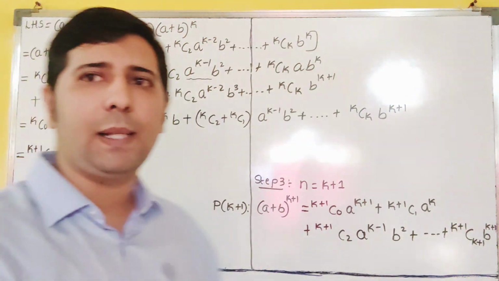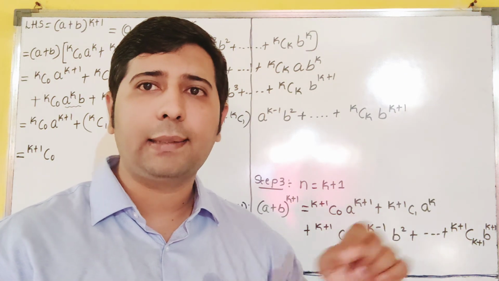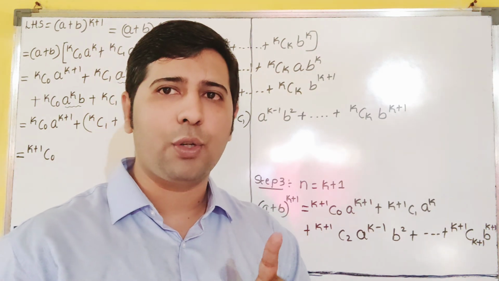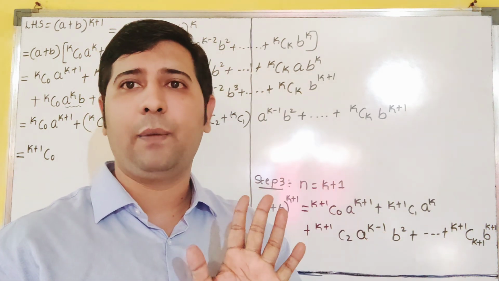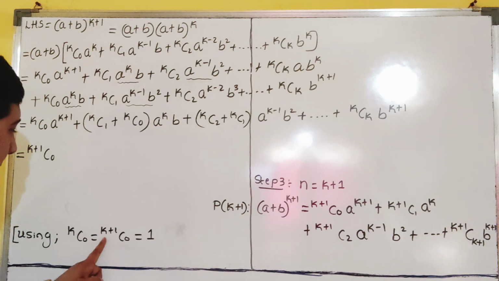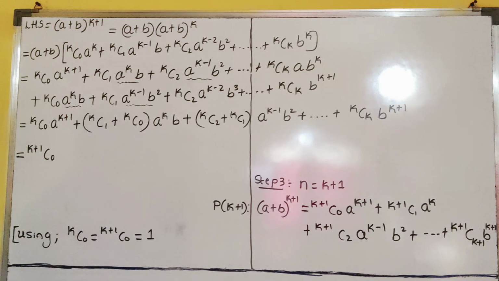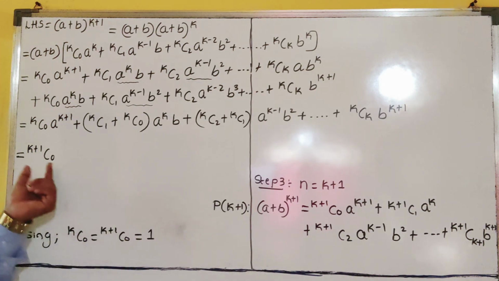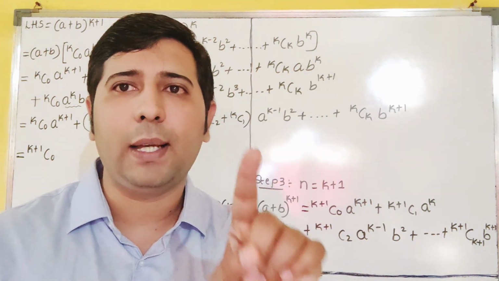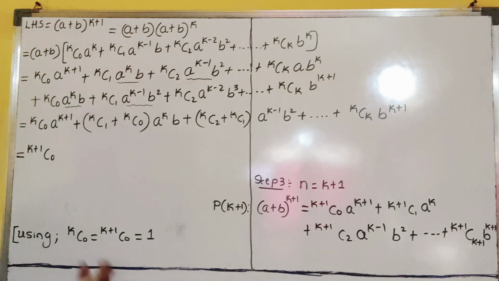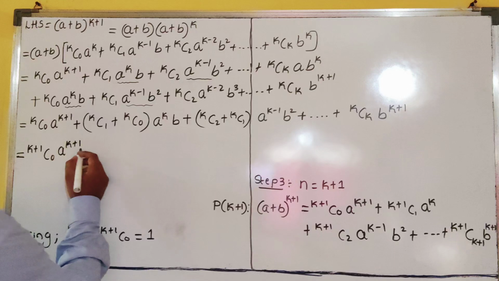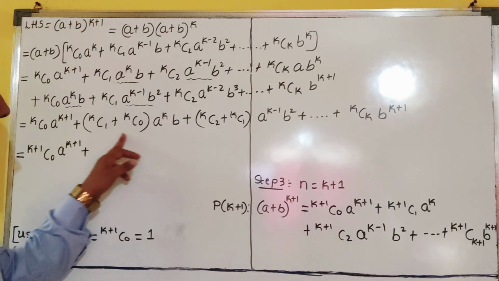Many students ask how k plus 1 came, how it is coming. This was the question I hear again and again from students. So now try to understand. kC0 is 1 and k plus 1 C0 is 1. The value of both is 1 only, therefore I will replace kC0 by k plus 1 C0, dear students. Clear? So now what is remaining? A raised to k plus 1.